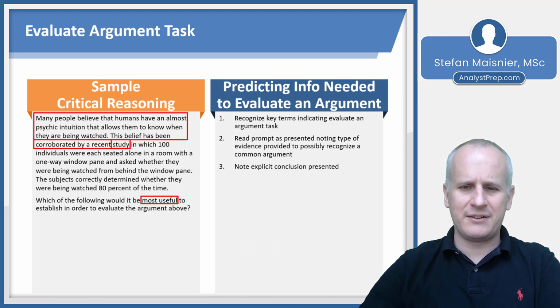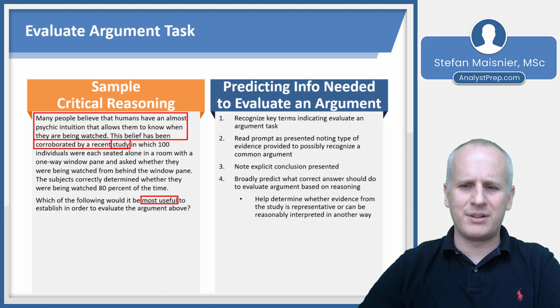So we've got to identify the conclusion and make sure you don't just highlight "this belief has been corroborated by a recent study" or just "many people believe," because you need both pieces. Our conclusion is: many people believe that humans have an almost psychic intuition that allows them to know when they are being watched. This belief has been corroborated by a recent study. That is the full conclusion.